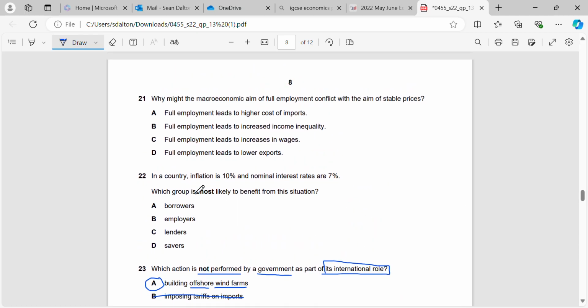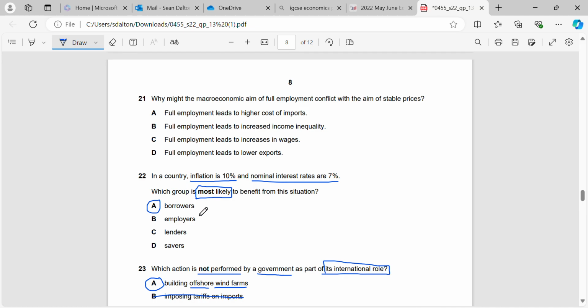Okay, question 22. In a country, inflation is 10% and nominal interest rates is 7%. So basically what we're saying is that inflation is 3% higher than the interest rates. Which group is most likely to benefit from this situation? So we've had very similar questions to these in the past. The borrowers, they're the people who are likeliest to benefit.